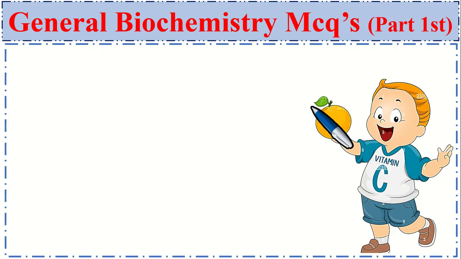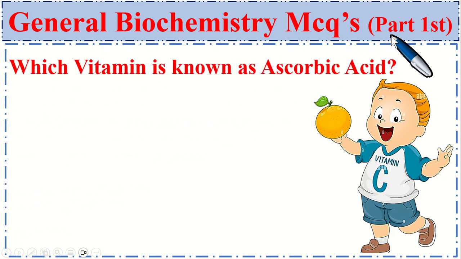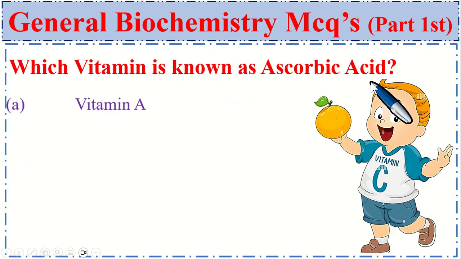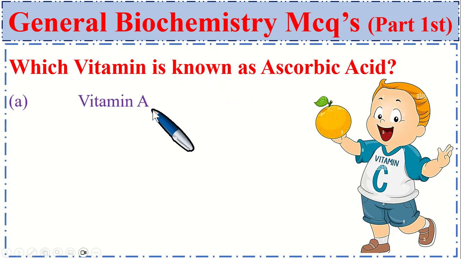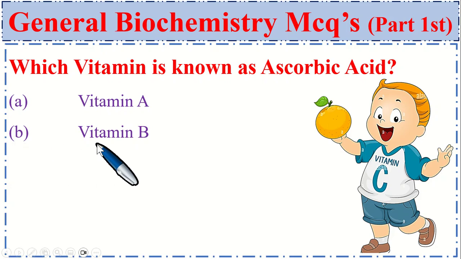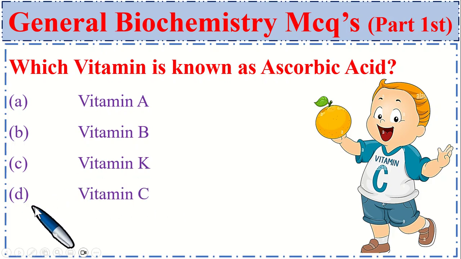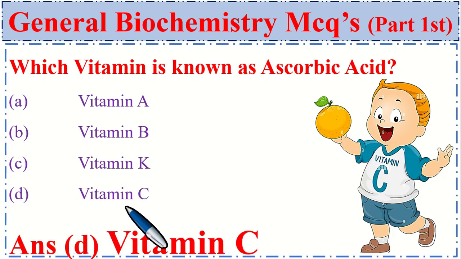Today we will discuss General Biochemistry MCQs Part 1st. Which vitamin is known as ascorbic acid? Option A, vitamin A. Option B, vitamin B. Option C, vitamin K. And option D, vitamin C. So the correct option is D, vitamin C.